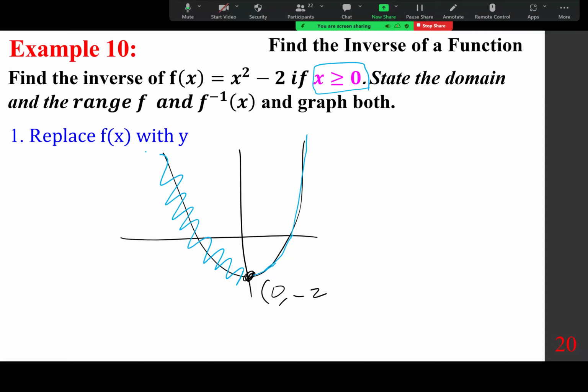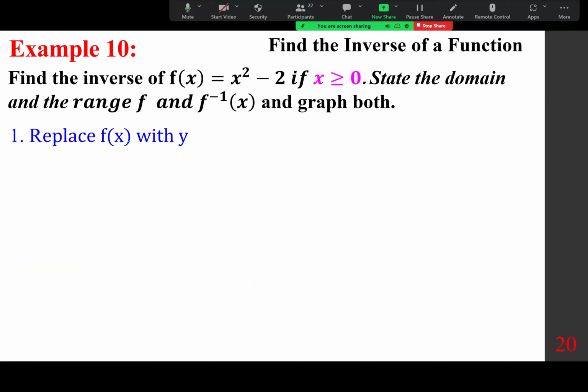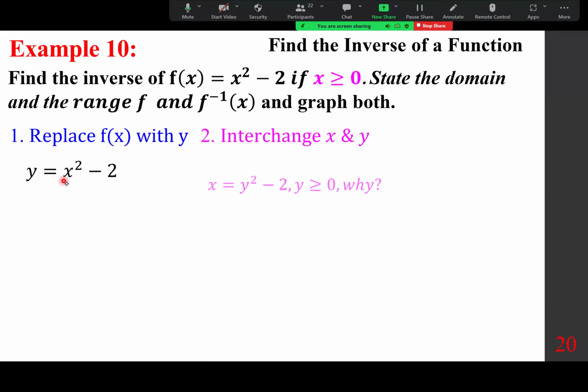So I'm going to clean out the page so we can see what happens next. We're going to replace f of x with y to make life easier. So we get y equals x squared minus 2. We are going to interchange x and y. So this becomes x, this becomes y squared minus 2. And right here, it's important to know we have the inverse.